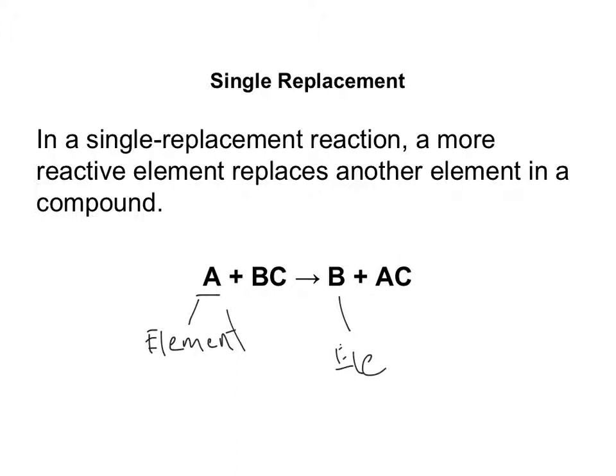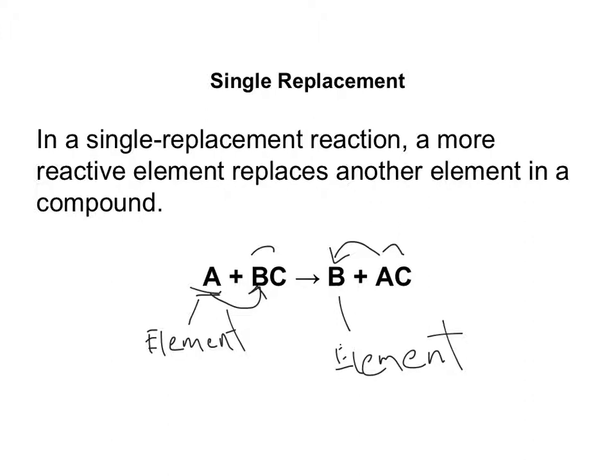And then, obviously, on the reactant side, B is combined with C to form a compound. And on the product side, A is bonded with C to form a compound. So here's how it works, right? You've got A replacing or displacing B, so that as a product, you have B by itself as an element, and A has now become part of the compound.